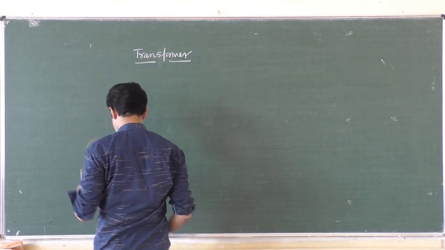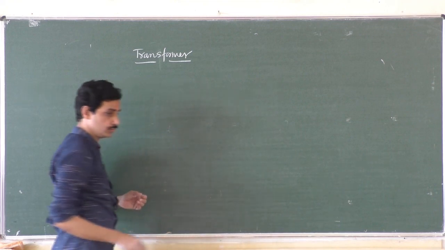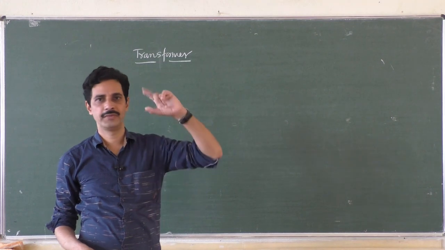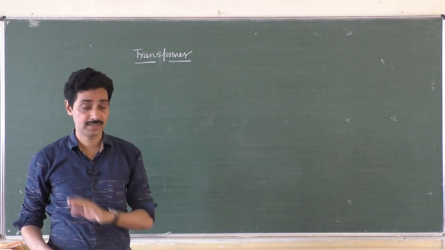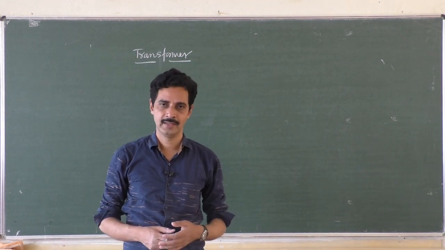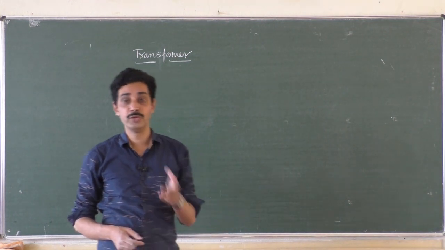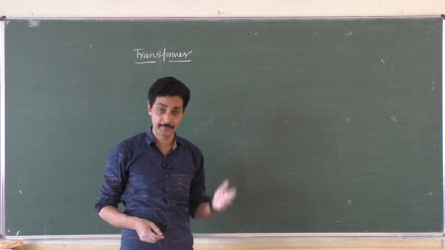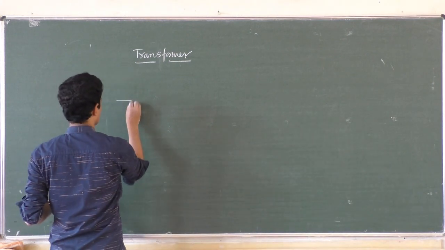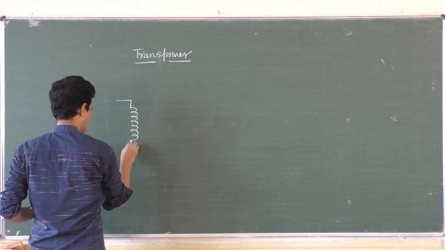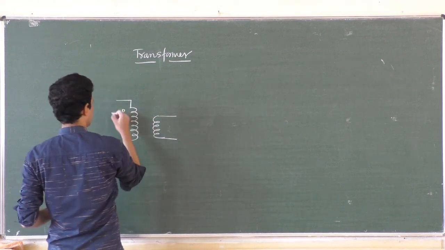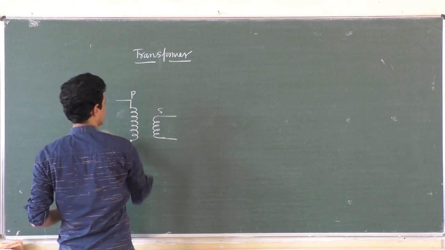What is a transformer? Transformer is a device used to increase or decrease the amplitude of AC. It doesn't change the frequency, the number of oscillations is not changed. And it works on the principle of mutual induction. If it works on the principle of mutual induction, it must have two coils. Am I right? So it has two coils, one is primary and another is secondary, like this. So this is primary and this is secondary.